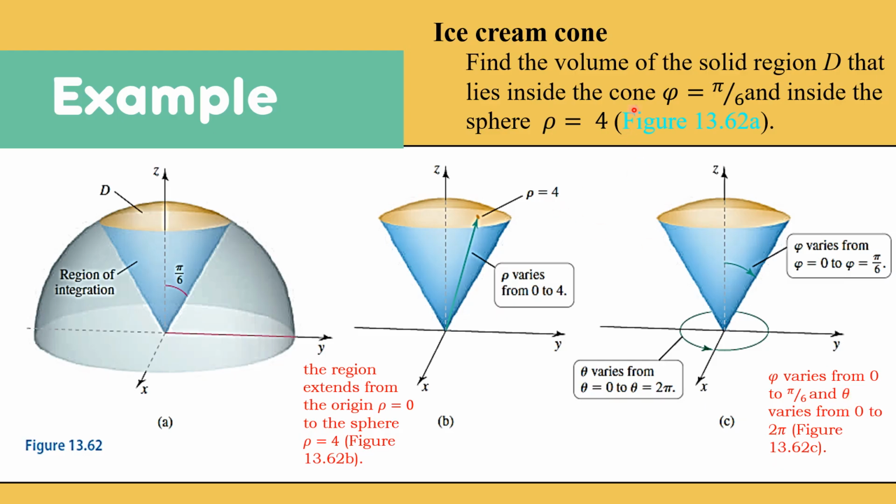So the limits of our rho are from 0 to 4. The limits for our phi are from 0 to pi over 6, and the limits for our theta are from theta equals 0 to 2 pi.